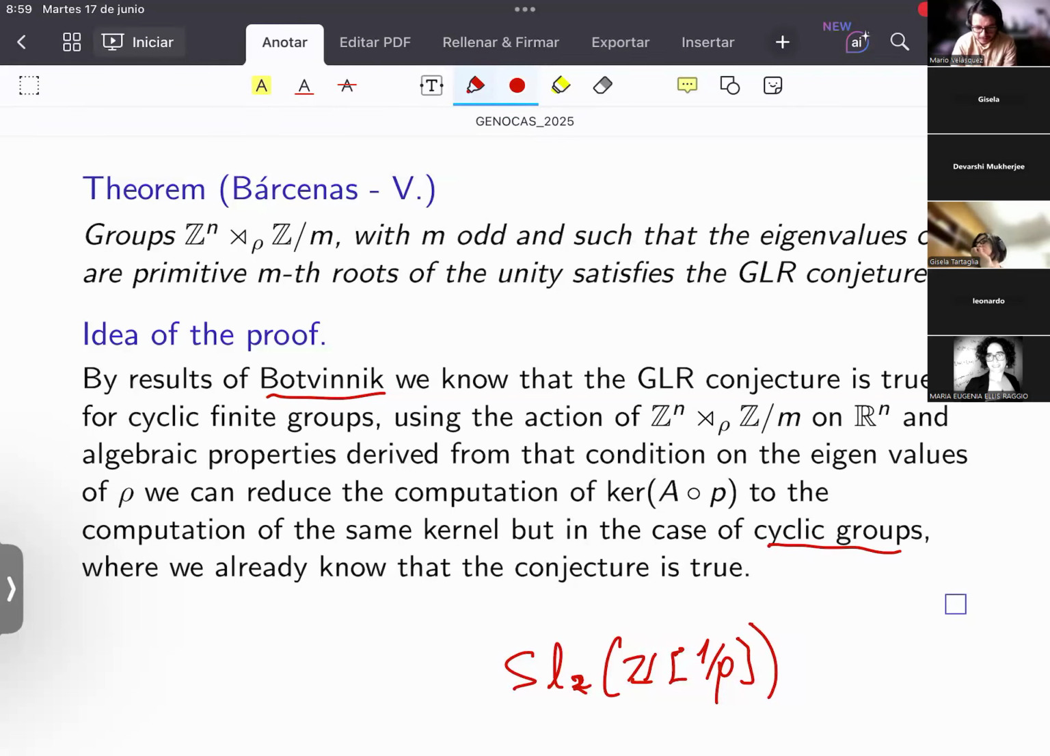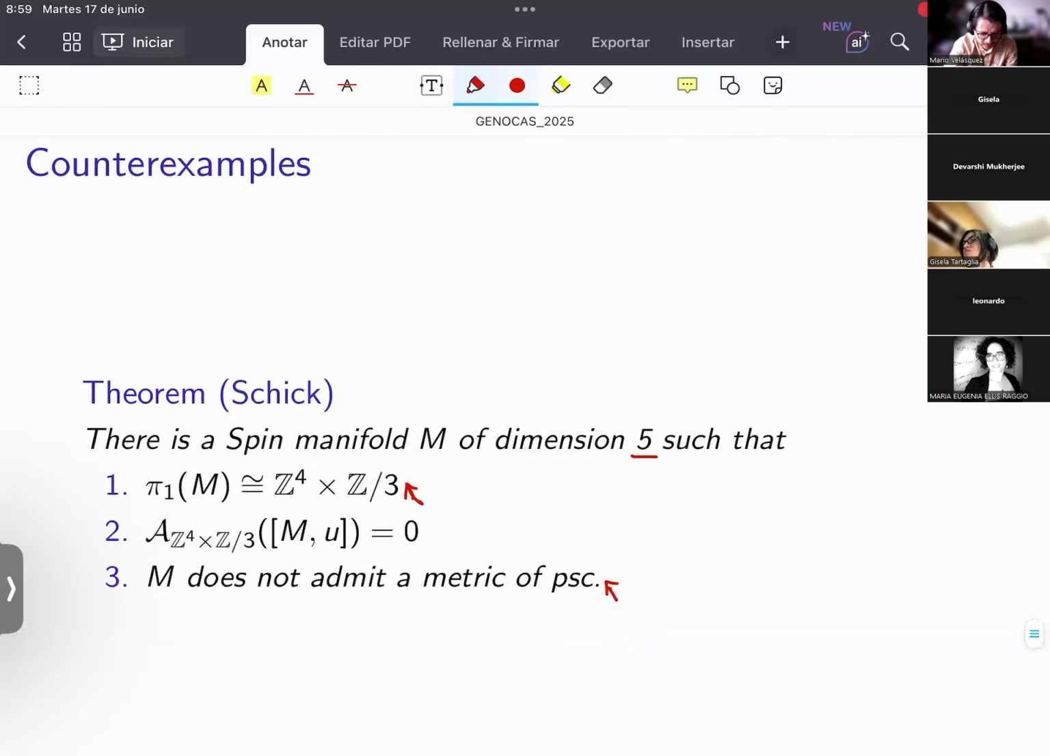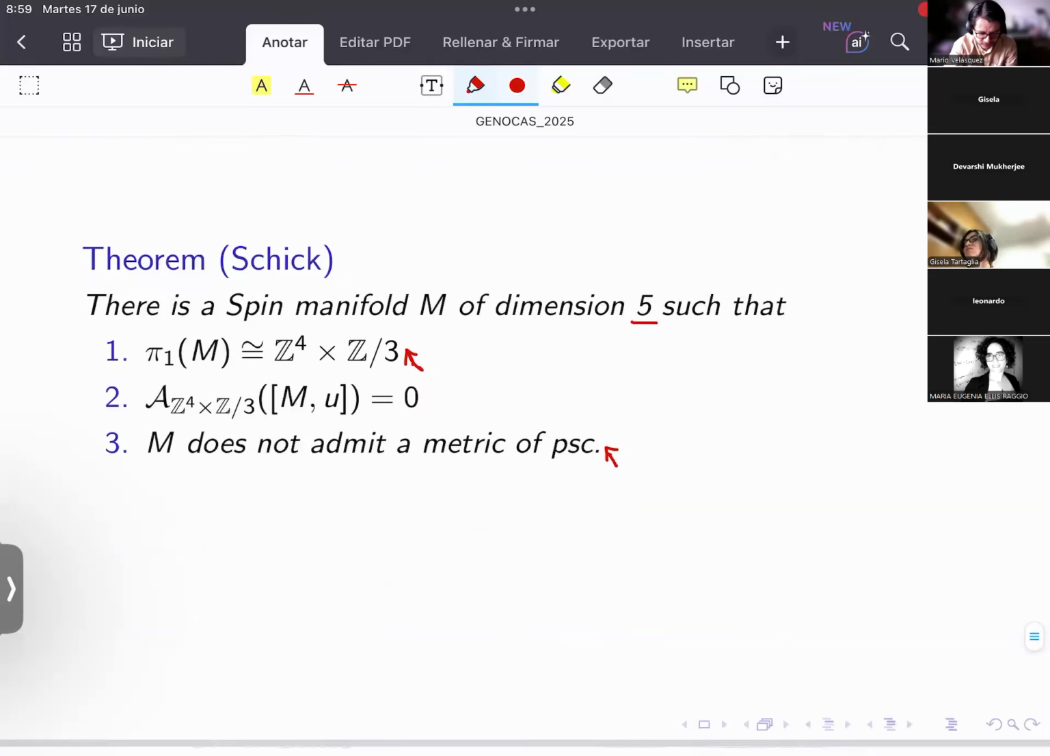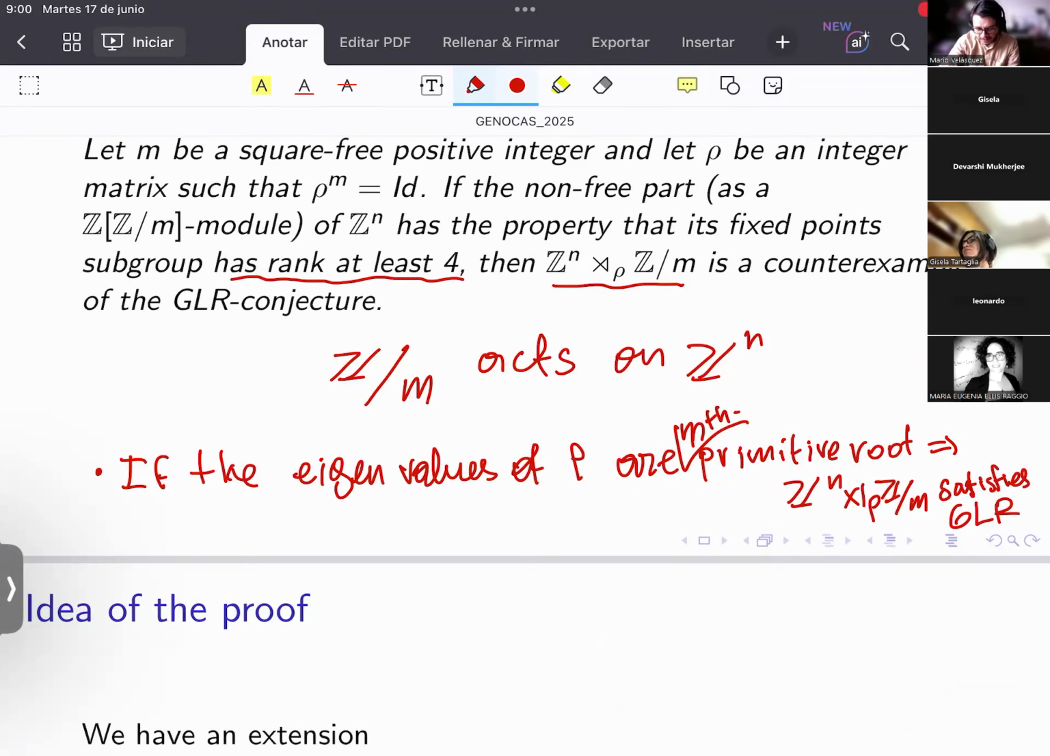But I have to say that in comparison, for example, with the Baum-Connes conjecture, we don't have a counterexample for the Baum-Connes conjecture, and the community believes that the Baum-Connes conjecture is true for all groups. Instead of that, for the Gromov-Lawson-Rosenberg conjecture, we have a lot of counterexamples. The first one was defined by Schick, but there is also a huge family of counterexamples. In particular, our results contain infinitely many counterexamples. Yes, the Baum-Connes with trivial coefficients, yes, with trivial coefficients.